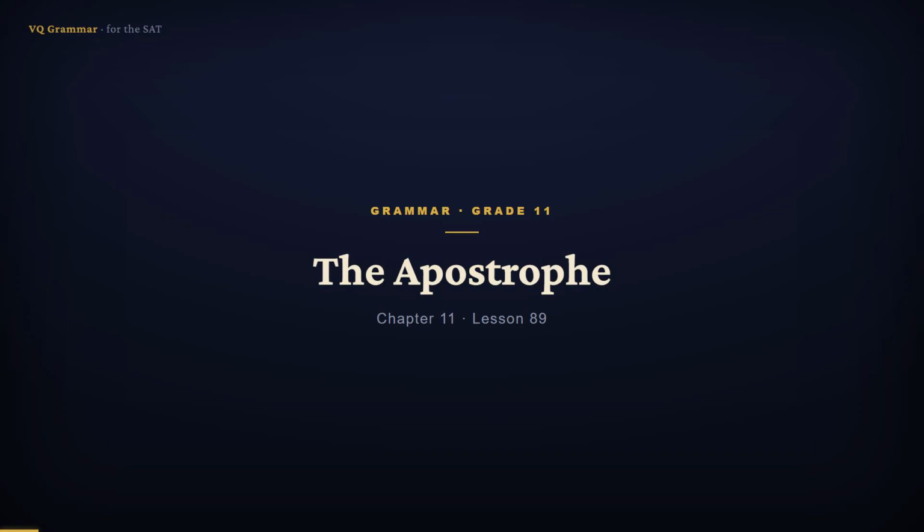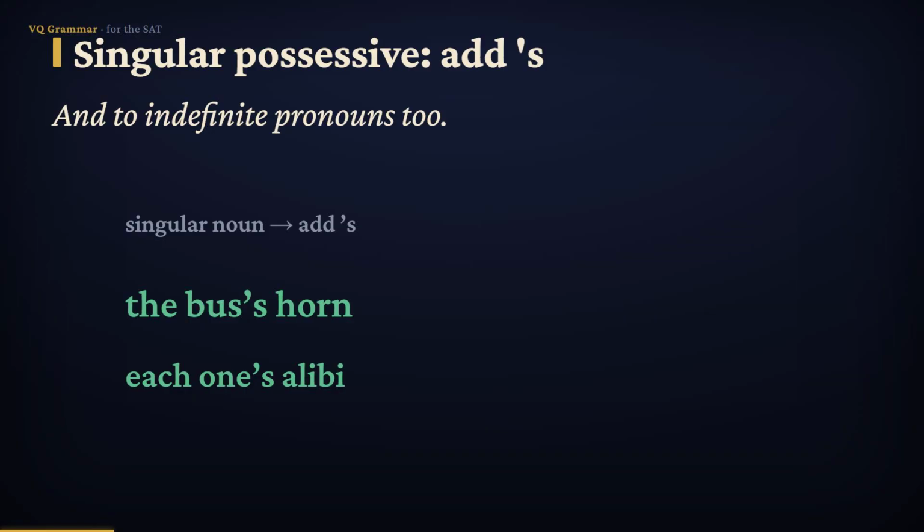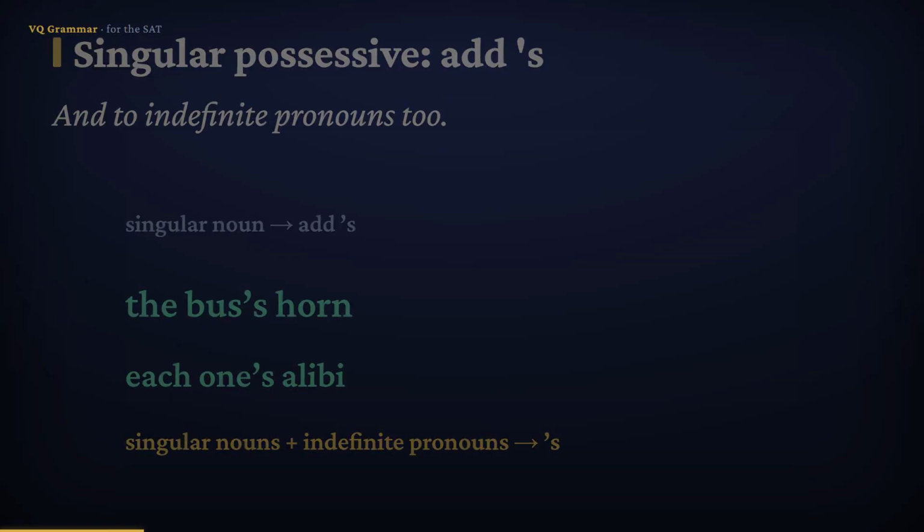Today, the apostrophe. The apostrophe's first job is showing possession. Start with the simple case. A singular noun adds apostrophe s. The bus's horn: even though bus already ends in s, the singular still takes apostrophe s. The same rule covers singular indefinite pronouns, words like everyone, somebody, each one. Each one's alibi gets apostrophe s. So for anything singular, person, place, thing, or indefinite pronoun, add apostrophe s.